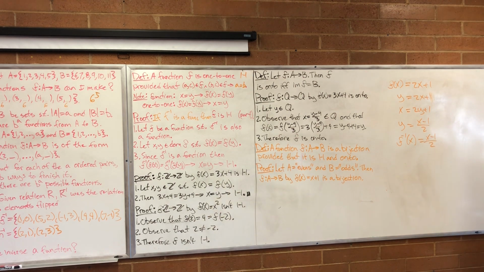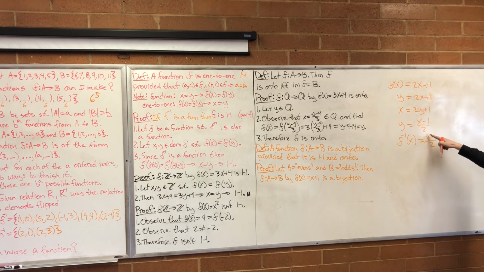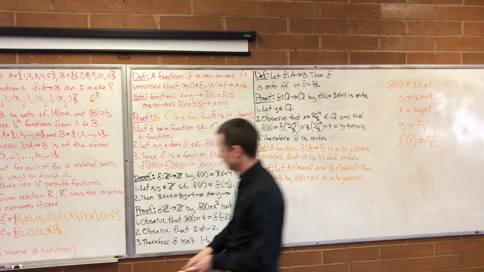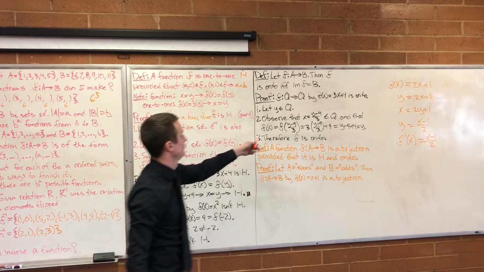This is the inverse function of this. This function undoes whatever this function does. This function takes something, doubles it, and adds one. This one subtracts one and then halves it. It's its inverse function. So that's how I came up with this.